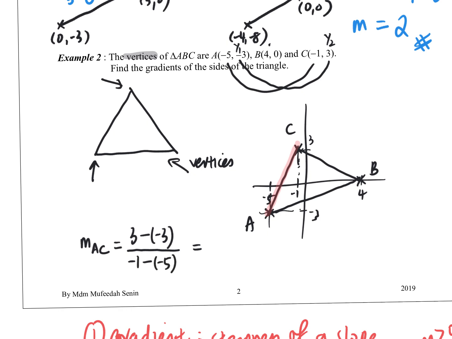So if you press calculator, you get 6 over what? 4. So 3 over 2. If you don't like fraction, you can give me 1.5. So the gradient of the line AC is 1.5, which makes sense because this is upward sloping. So it's positive.